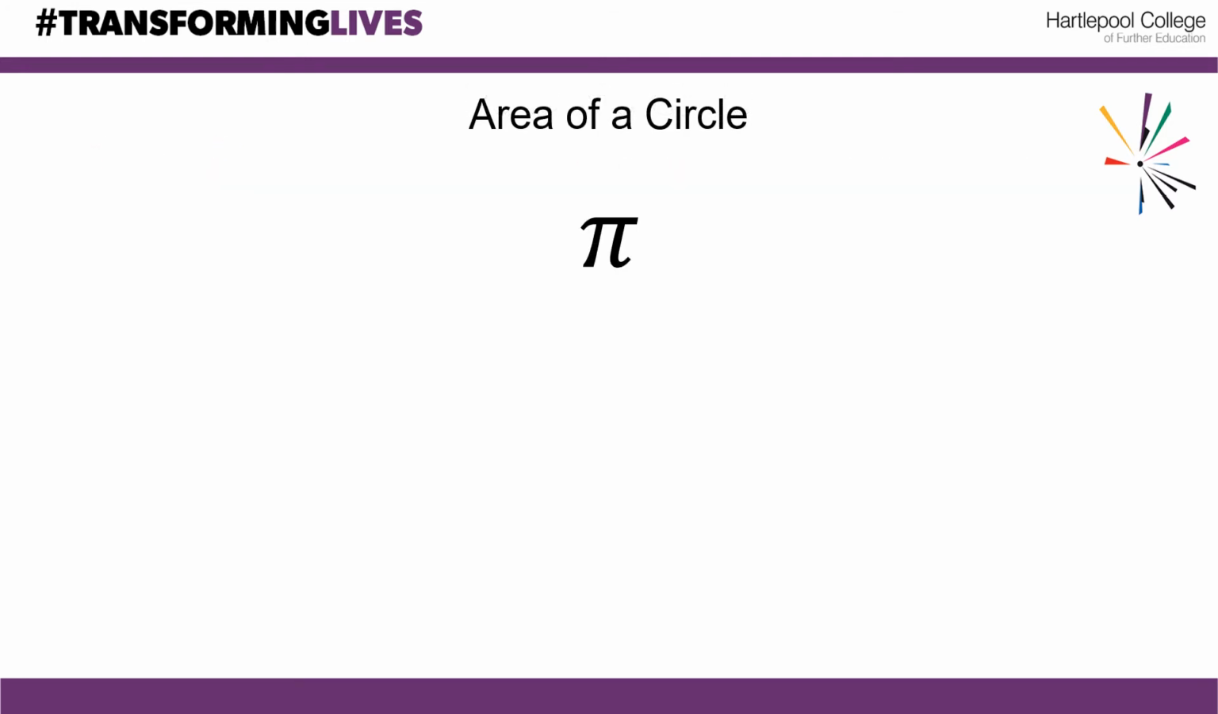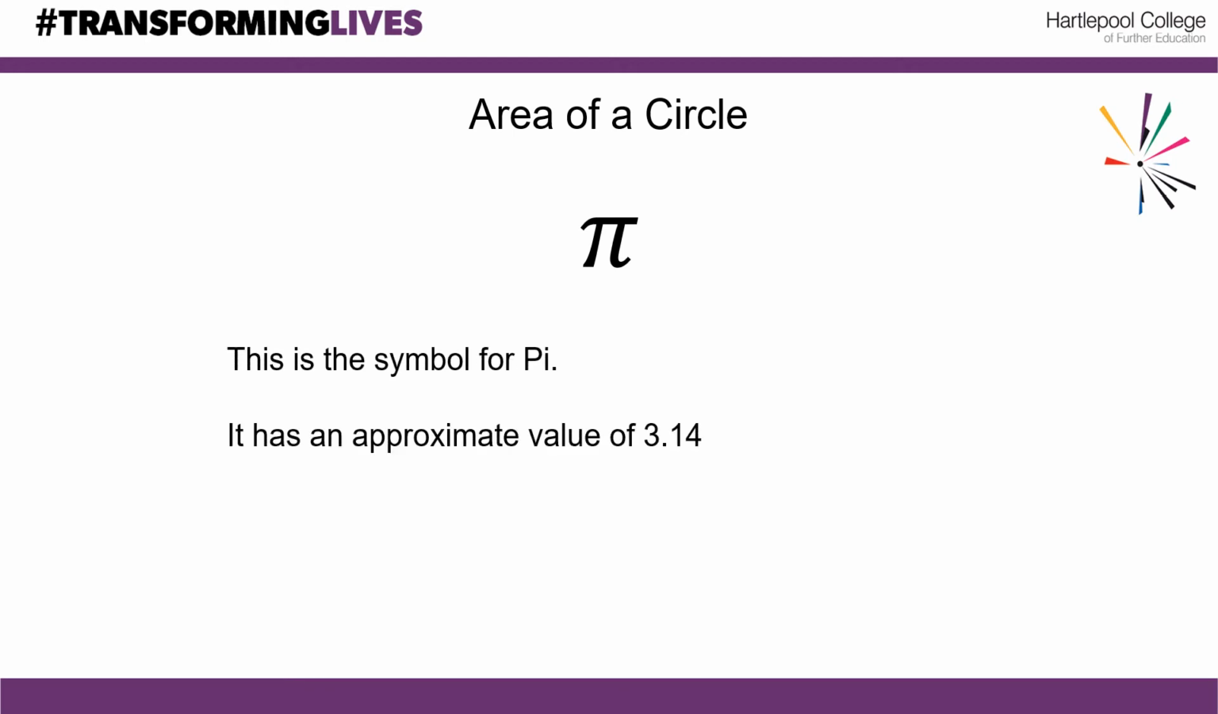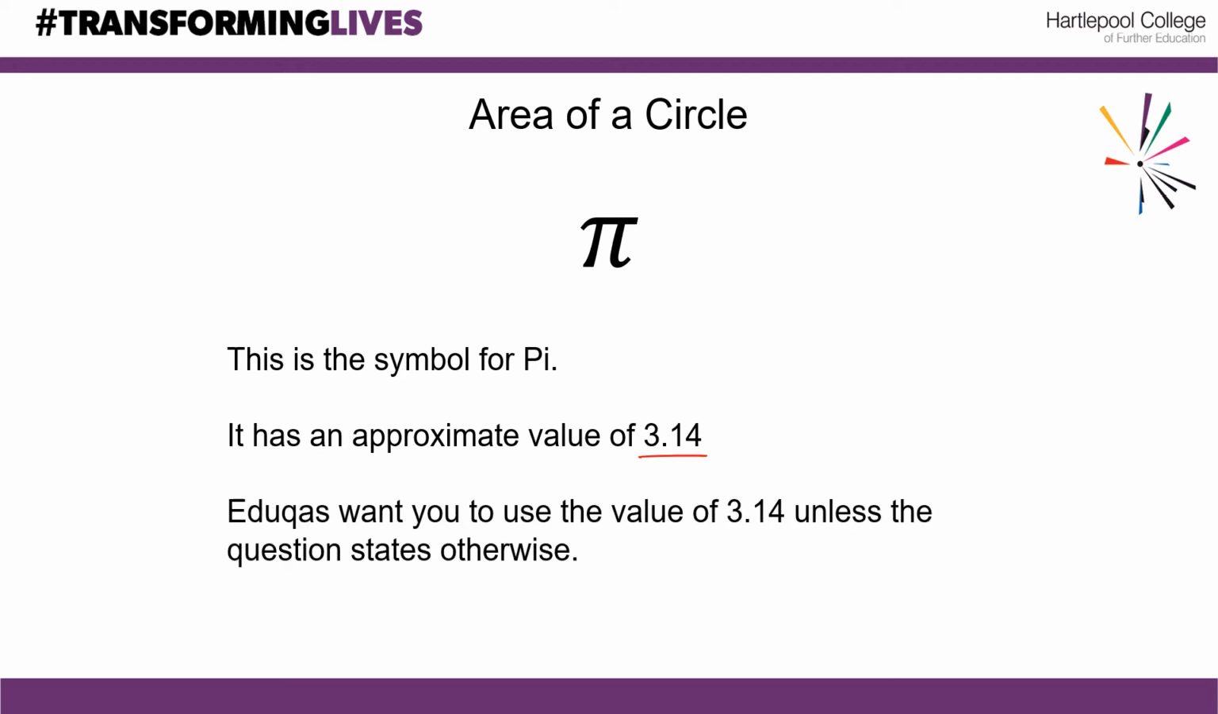Right, folks, so area of a circle. We need to know this particular character. This is the Greek letter for p. It's called pi. Very important in maths. It has an approximate value of 3.14. So if you're working at home and you don't have a scientific calculator or an easy way to use pi, then you can use the value 3.14 and that'll be fine. Edexcel, the exam board that we use, want us to use the value of 3.14 unless the question states otherwise.